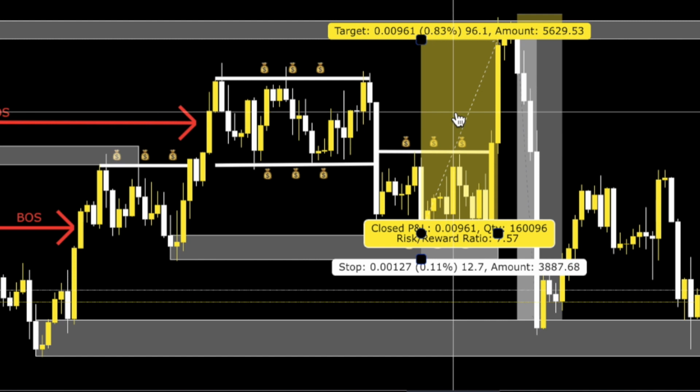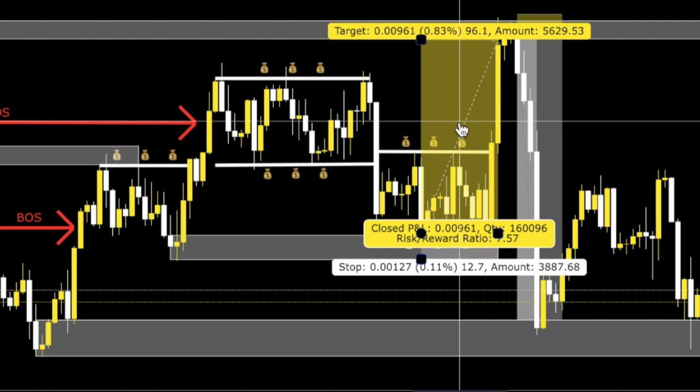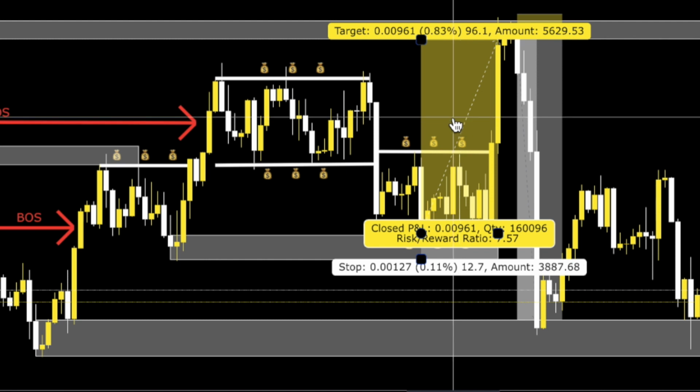So I had my take profit here, 96.1 pips, guys, absolutely powerful trade. That's a 1 to 7.57 with a 12.7 pip stop loss. That's pretty tight, guys. You're able to use some nice clean risk management there. You're able to have a little bit of a larger lot size by having a nice risk to reward.